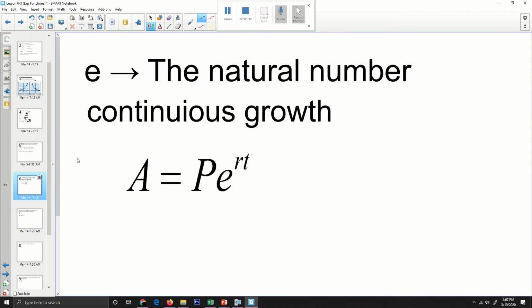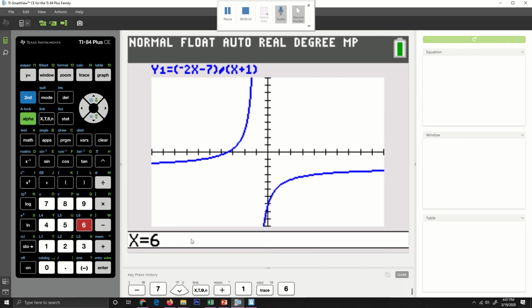e is the natural number. It is part of the continuous growth function, which I call the PERT equation. A equals P e to the rt. PERT is PERT. And e is the natural number, and you can find it on your graphing calculator.